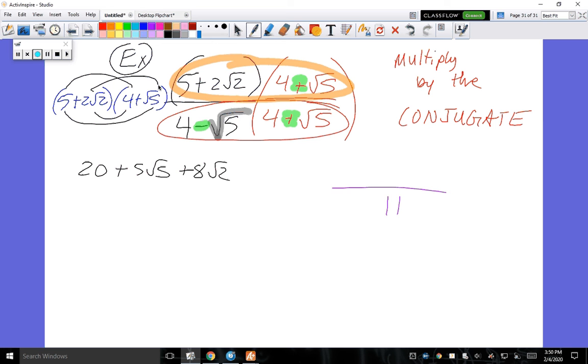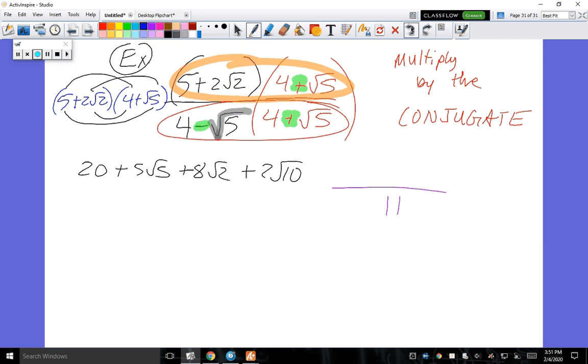2 root 10. Wait, what? Isn't there a root 5? Plus 2 root 5. Oh, did I miss the root 5? Yes. Why didn't I write it? How do you know it's a root 5? Oh, never mind. You're going off of what you thought I was doing over there. Don't go off of that. Go off of what I'm showing you right now.